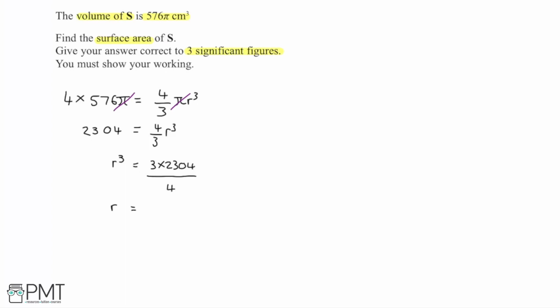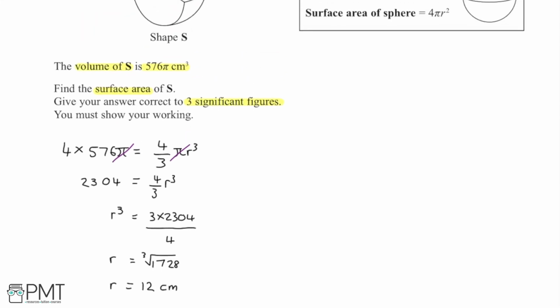And if we cube root that value, we're going to be left with the cube root of 1,728, and that gives us a value for r, the radius of this shape, to be 12, and the units are going to be centimetres here, although that's not too important in this instance. So now we know that the radius of this shape is 12, and we can use this to go back in and find the surface area.